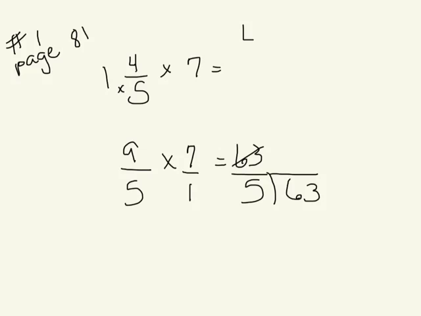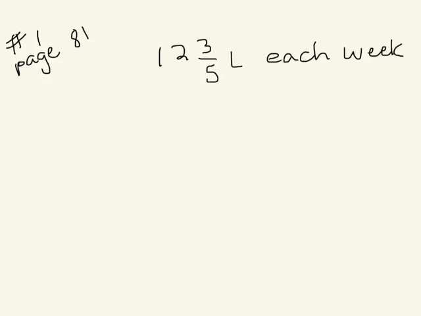So I'm going to put the 63 in the division hut. How many 5s are in 6? 1. Subtract that 5. Bring down the 3. How many 5s are in 13? There are 2. So the answer is they drink 12 3/5 liters of apple juice each week. I had to clear the board so I had room to work. So again, they drank 12 3/5 liters of apple juice each week.